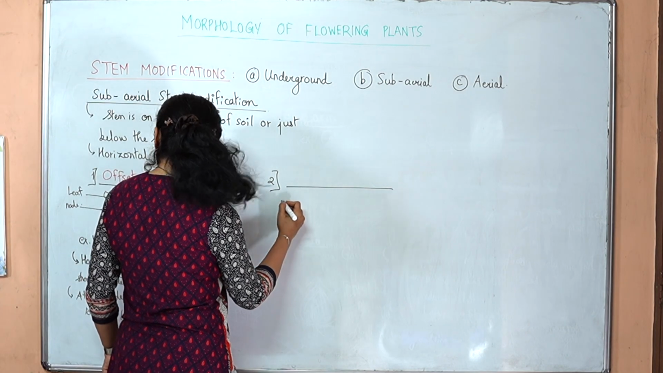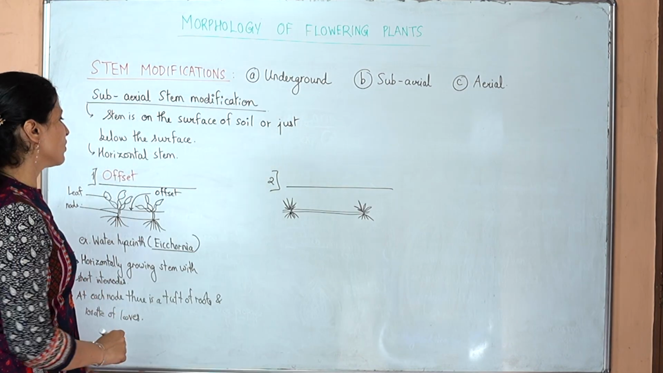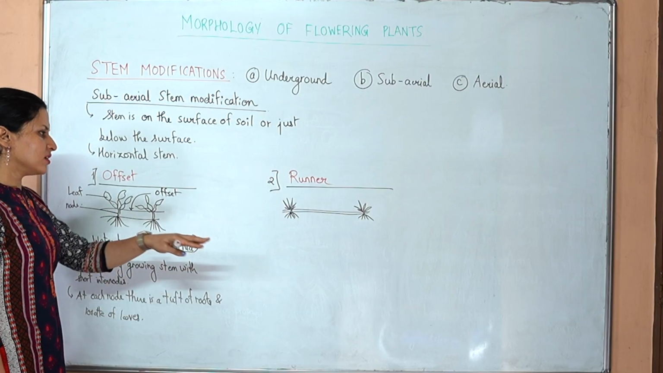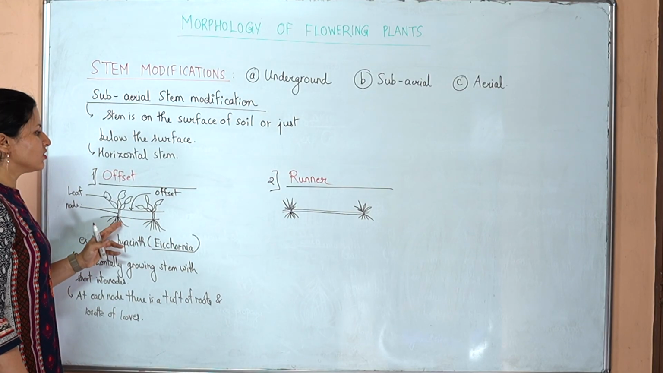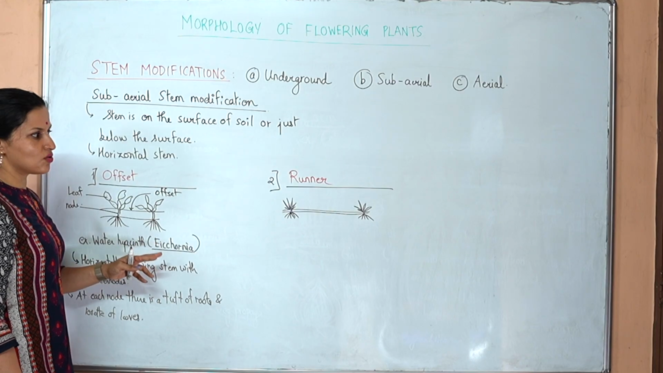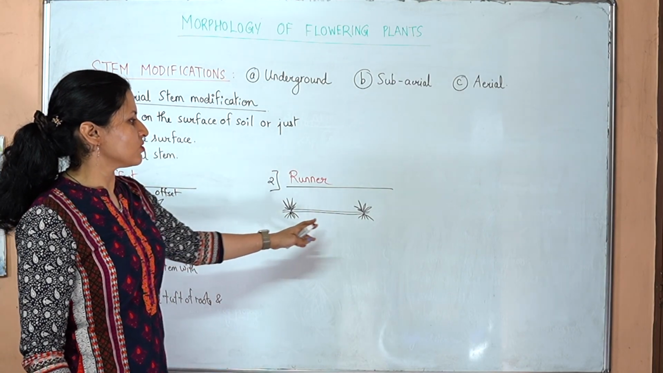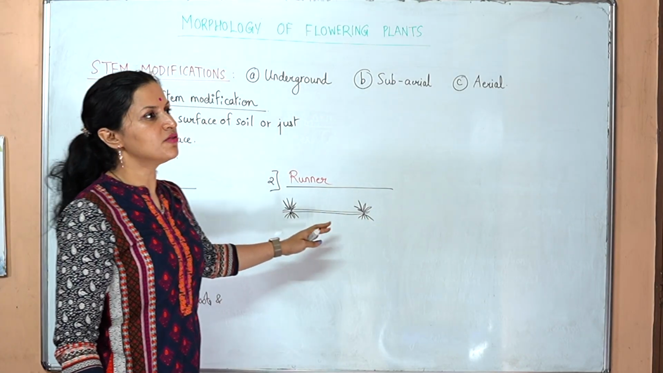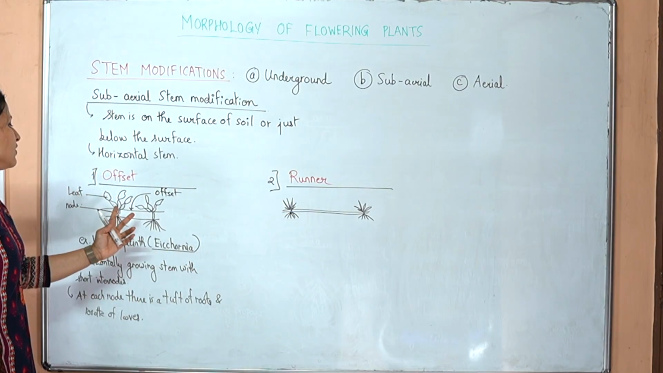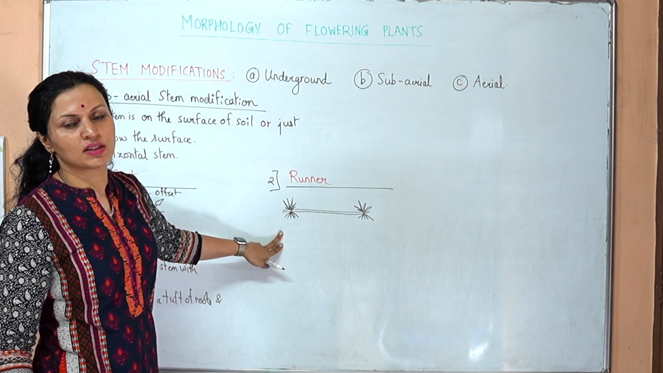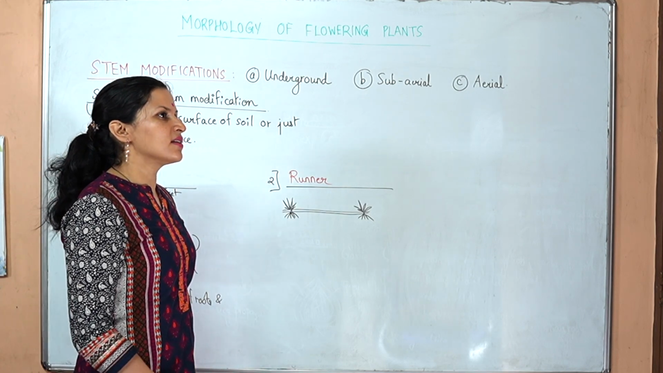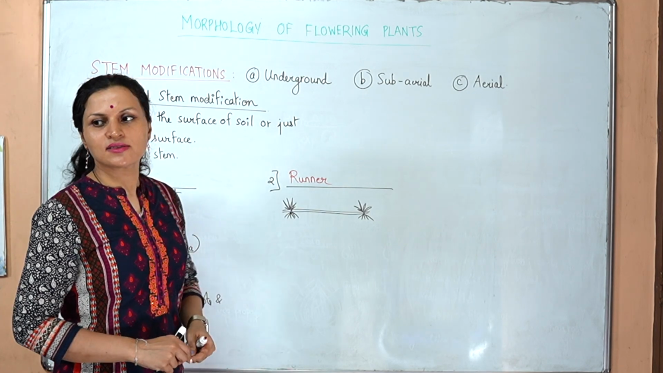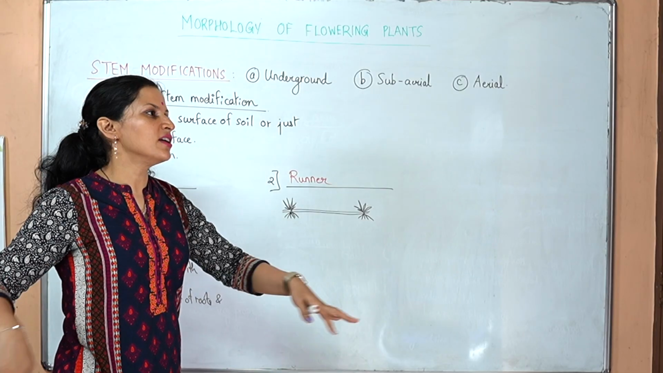This is seen in case of grasses. This one is known as a runner. Runner is also a horizontal stem. Offset is also a horizontal stem. Just like how the offset produces new plants at each node, similarly the runner will also produce plants at every node. The difference between the runner and offset is that the offset has short internodes, but the runner has long internodes. And why is it called as a runner? Because it appears like this stem is running in every direction.